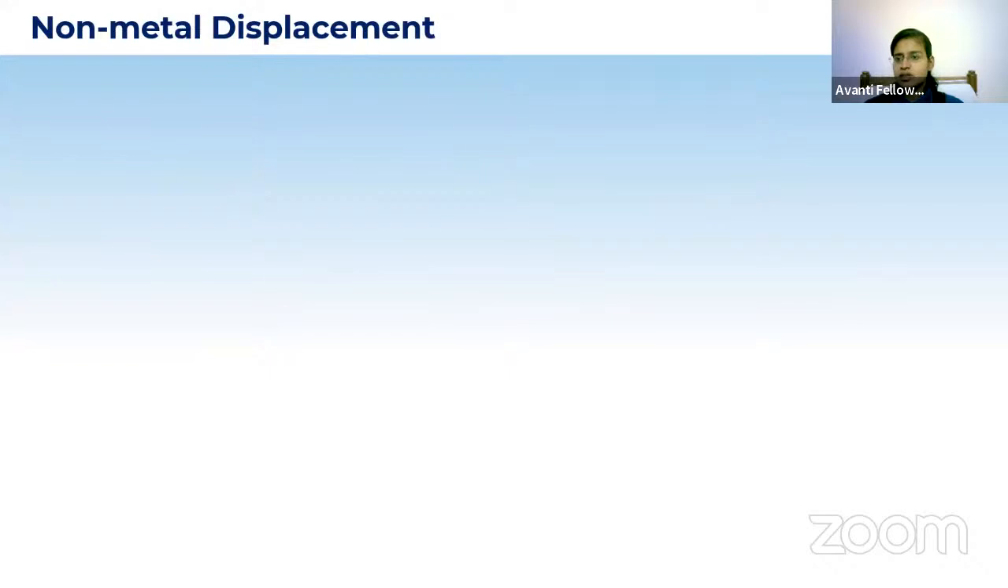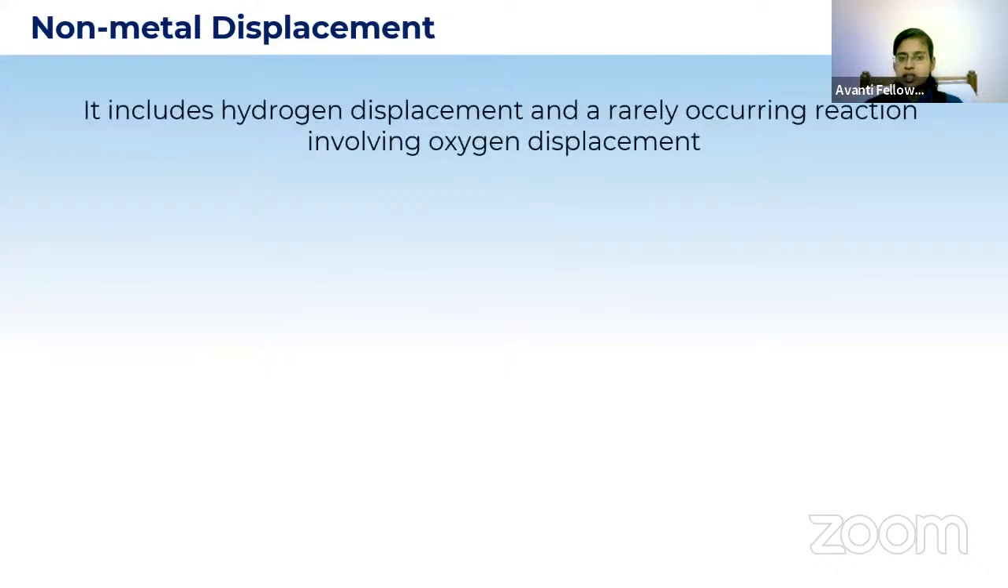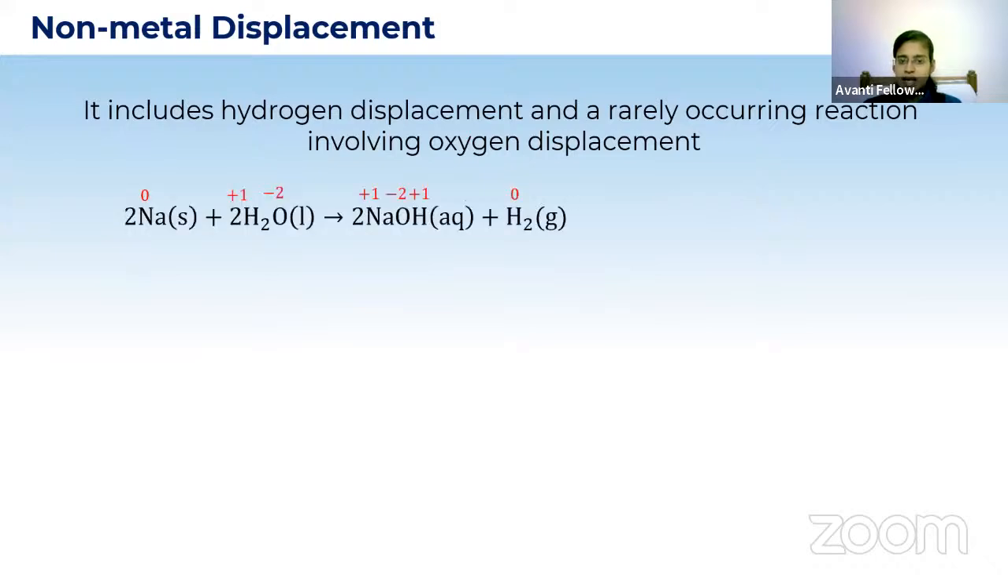So non-metal displacement includes hydrogen displacement and a rarely occurring reaction involving oxygen displacement. Mostly hydrogen will get displaced. In some cases, oxygen will get displaced by another element. Those are called non-metal displacement reactions. So let us go for one example.